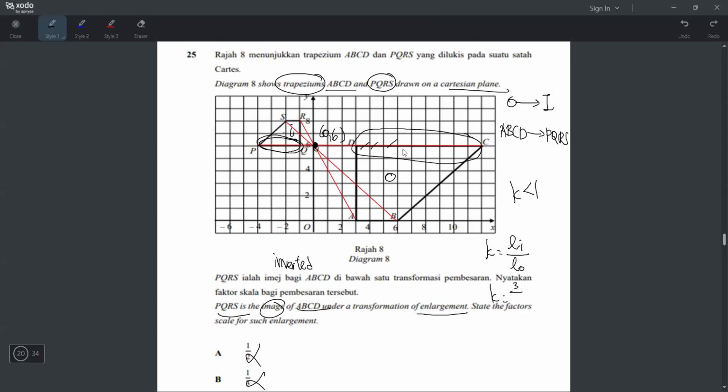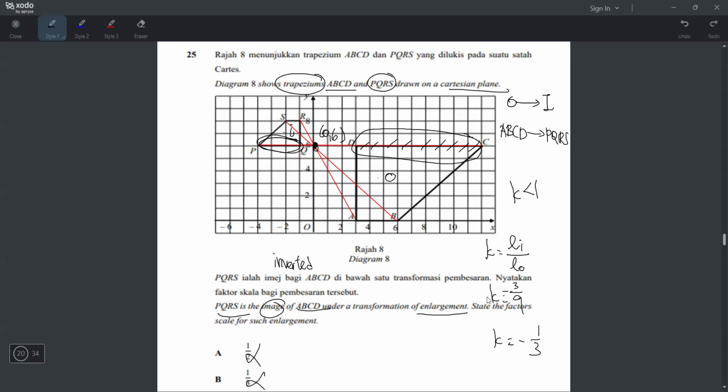So 1, 2, 3, 4, 5, 6, 7, 8, 9. So 3 bahagi 9. So your scale factor is 1 over 3. But since your object and image are on different sides, that's why you have to letak negative. That's why it's negative 1 over 3.